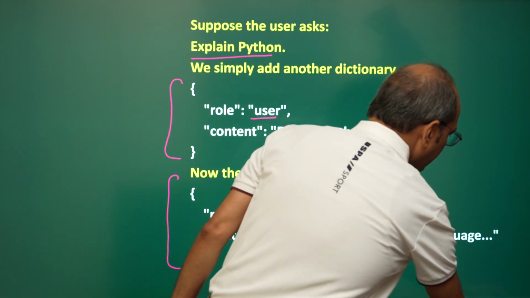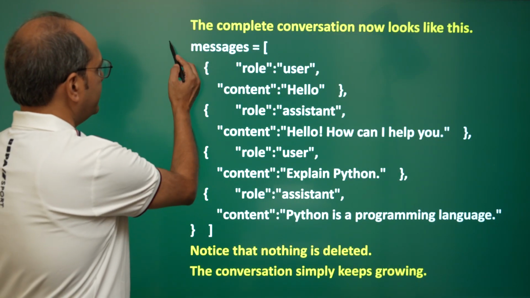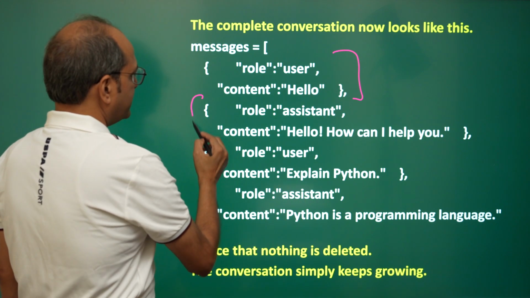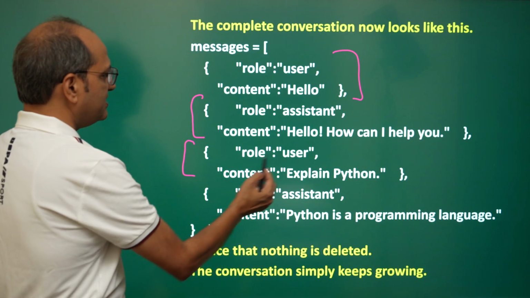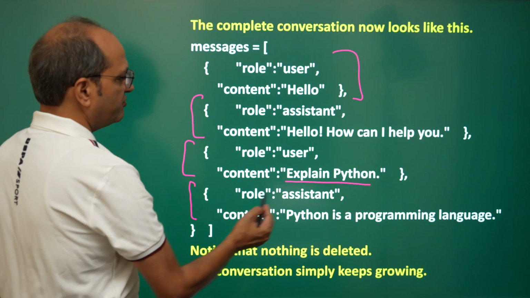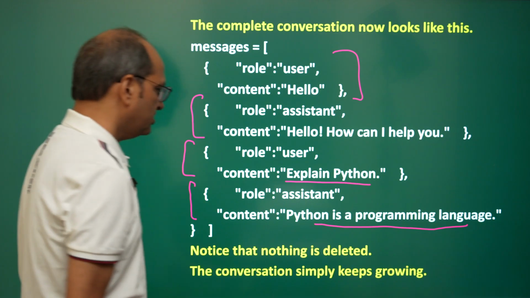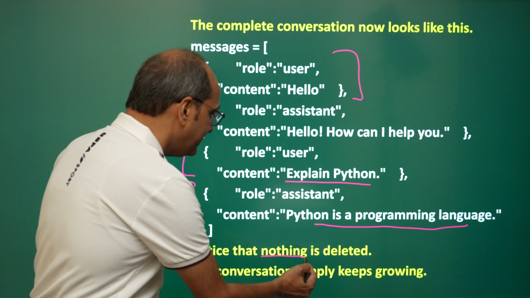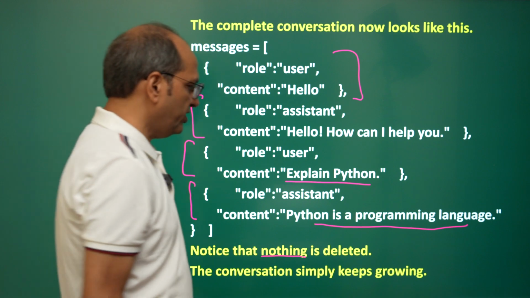We will append this information. So the complete conversation now looks like this. You see, this is the first message, user said hello. This is the second message, assistant said hello, how can I help you? This is the third message, user said explain Python. And this is the fourth message where assistant says Python is a programming language. Notice, very important, nothing is deleted. The conversation simply keeps on growing.